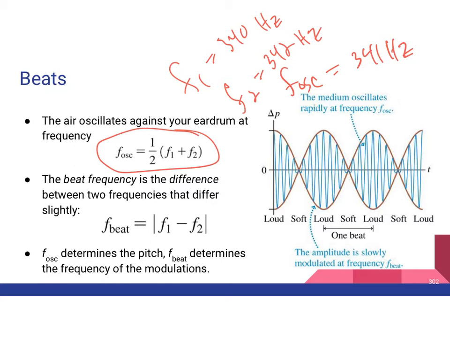The other thing you hear is the loud, soft, loud, soft, loud. Every loud to soft to loud is one beat. The frequency of the beats, which is the number of loud-soft-louds every second, is based on the difference of the two frequencies. Going back to frequency one and frequency two, there is a difference of 2 hertz. That means every second, I'm going to hear 2 loud, soft, loud variations. So it'd be wah, wah, wah, wah, maybe a little slower than that.